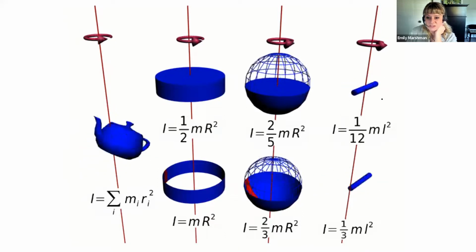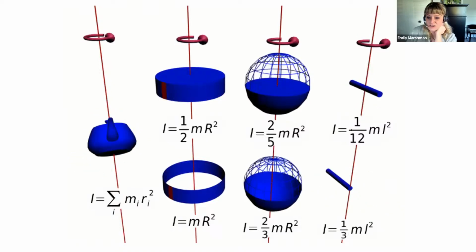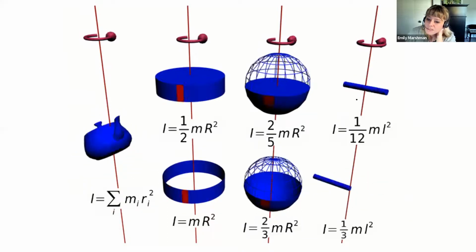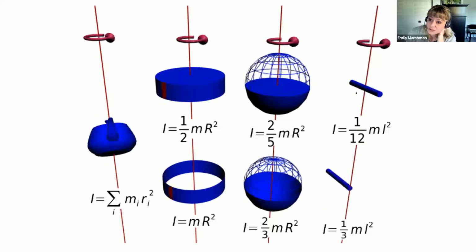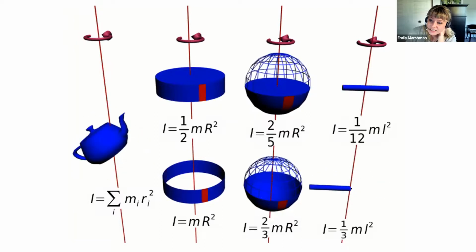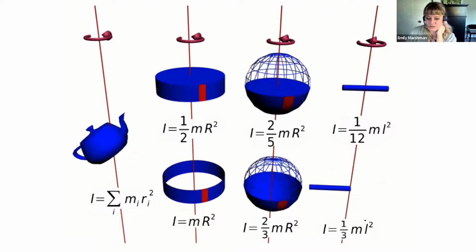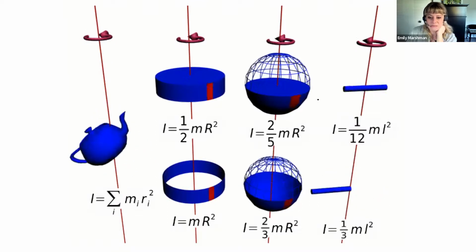The last little figure here shows just a line of mass. If it's spinning in the middle, the moment of inertia is 1/12 times its mass times its length squared. Notice for the same object, the same distribution of mass, if I rotate it on the end, the moment of inertia gets bigger, right? So even for the same object, I can have different moments of inertia depending upon where my axis of rotation is as well.